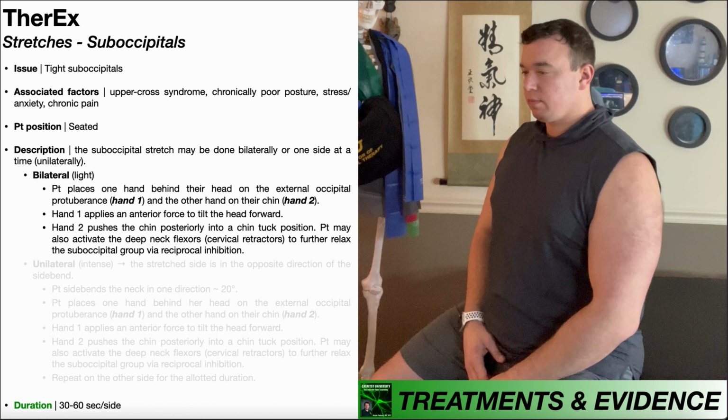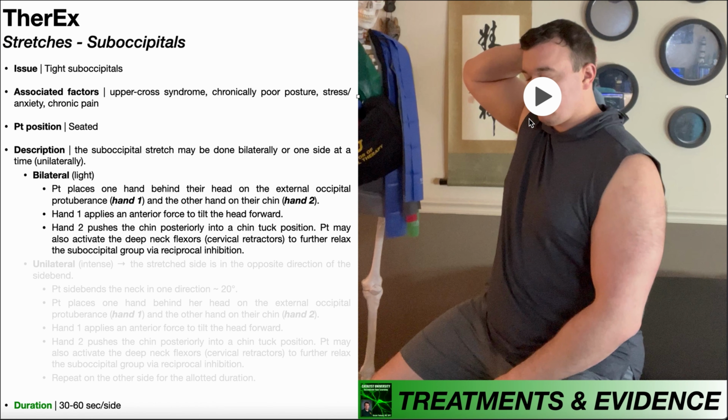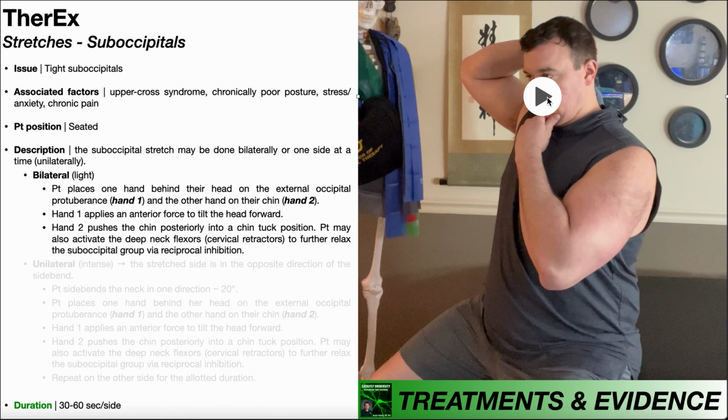To perform this stretch, the patient's going to place one hand behind their head on the external occipital protuberance. This is going to be my right hand. This will be hand 1. And then the other hand will be placed on the chin. This will be hand 2.